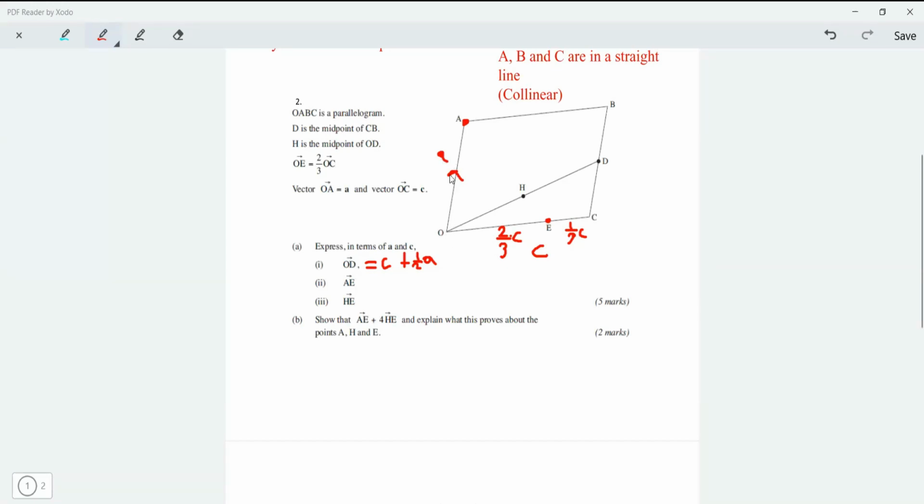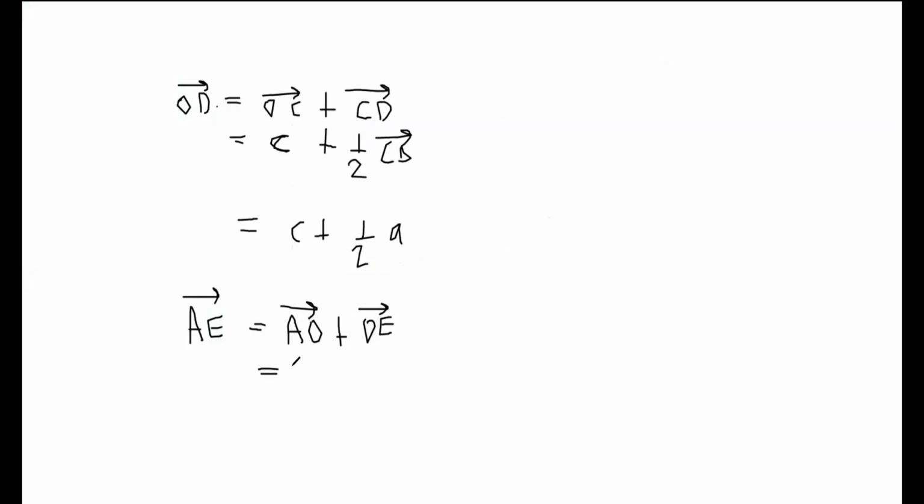So, going from O to A is A. So to go from A to O is negative A. Then OE, remember, OE is 2/3 of C. That's going to be 2 over 3 times C. That is going to be vector AE. So this is vector OD, and this is vector AE.